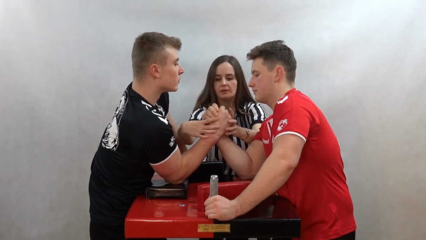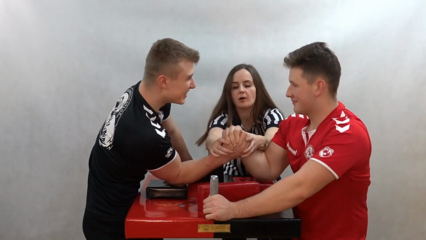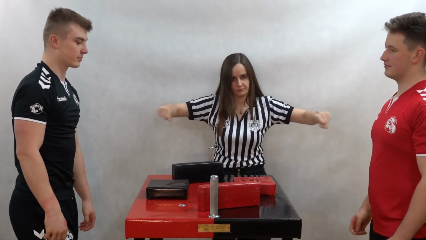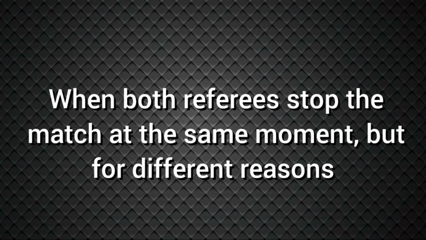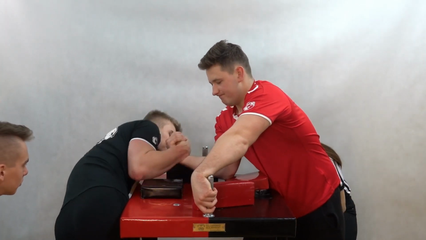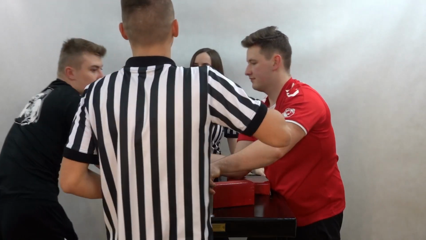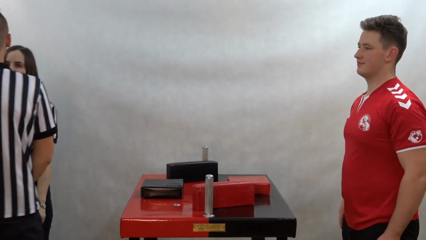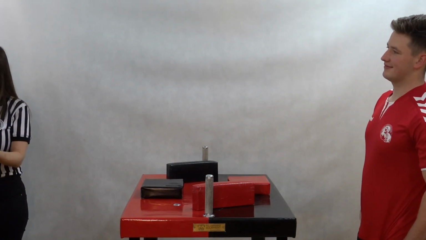If two competitors make a foul at the same time, the referee will stop the match but will not punish any competitor with a foul. The match will be restarted without any call. If one referee stops the match to call a win and the other referee at the same time stops the match to call a foul, and the referees are unable to determine what happens first, the match will be restarted without any call.